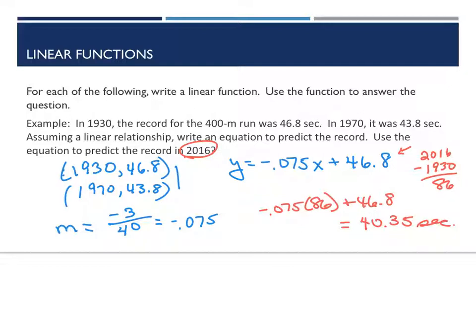Now the next one, except for the word millions, works exactly the same way. Like I said, I encourage you to try that one on your own. It's the last one of the linear functions, and the rest is exponential.